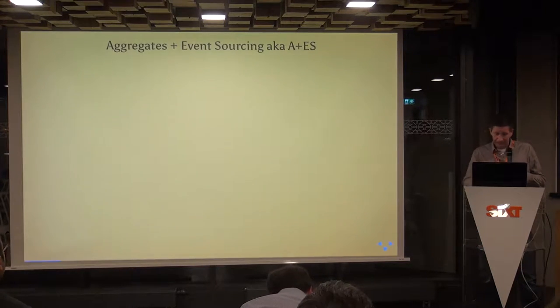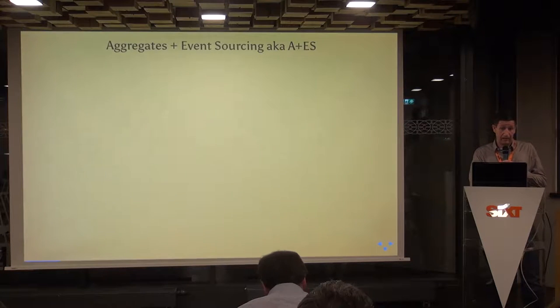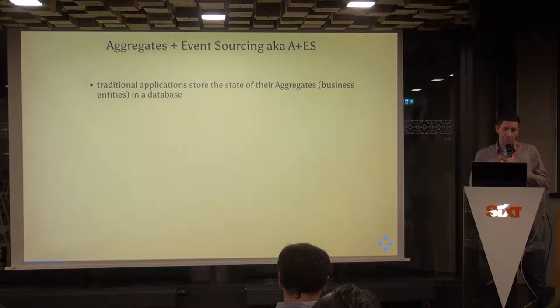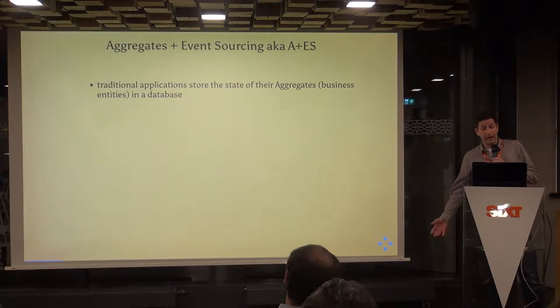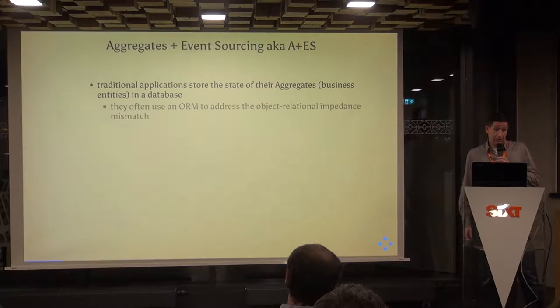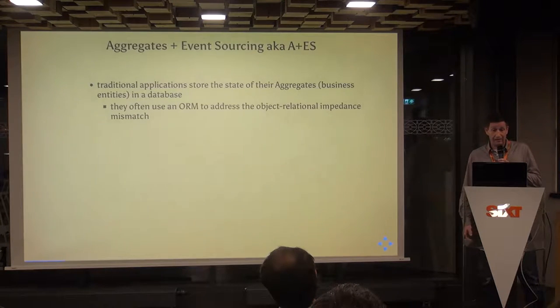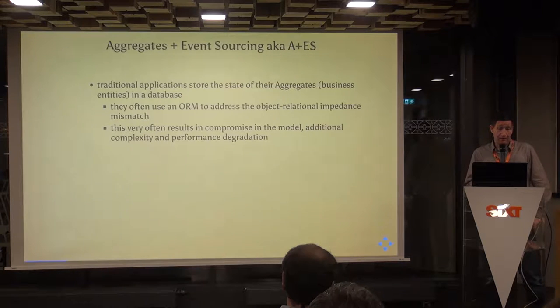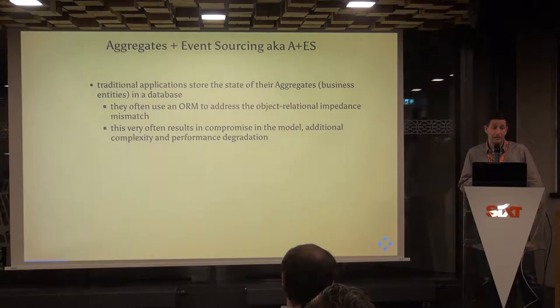So, aggregates in event sourcing, aka AES, that's what you will quite often read in books and in blog posts and so on. Traditional applications store the state of the aggregates. Aggregates are basically business entities in a database. They often use an ORM, like Doctrine, hopefully, to address the object-relational impedance mismatch. And this very often results in compromises in the model, additional complexity and performance degradation. I guess some of you have already had these issues.